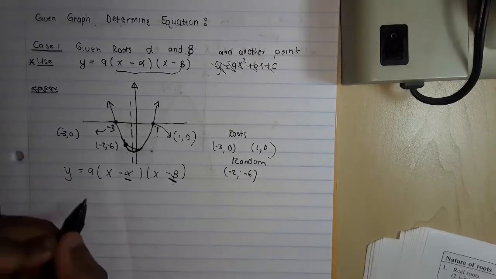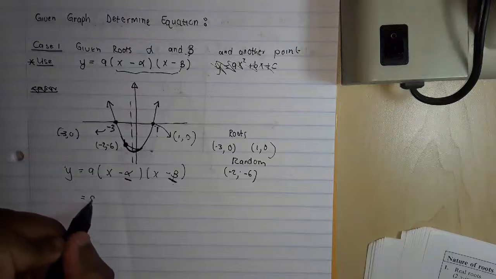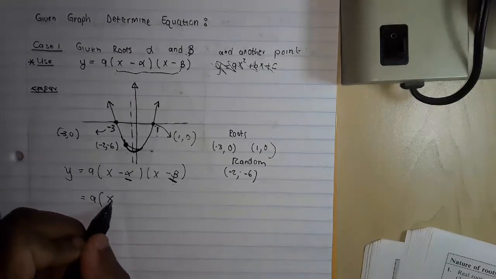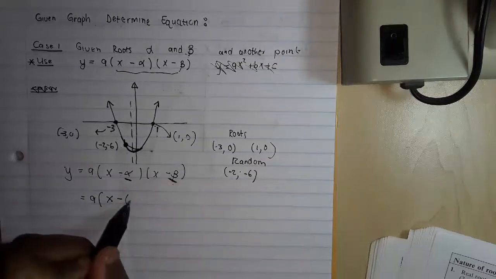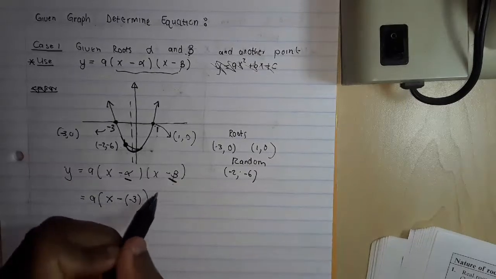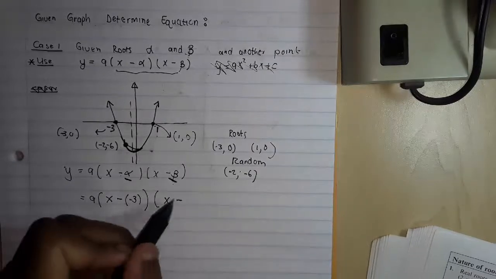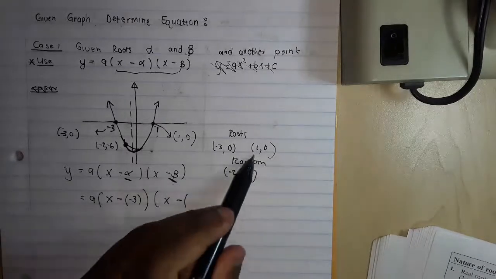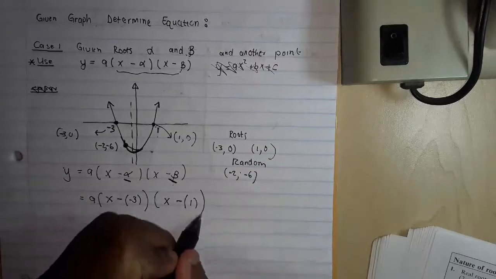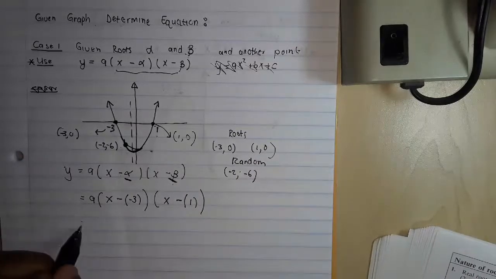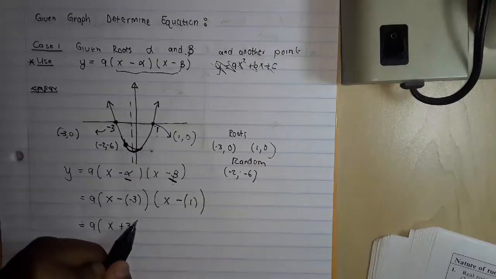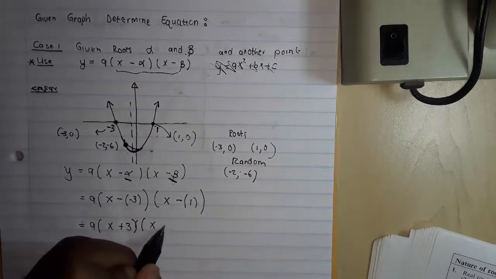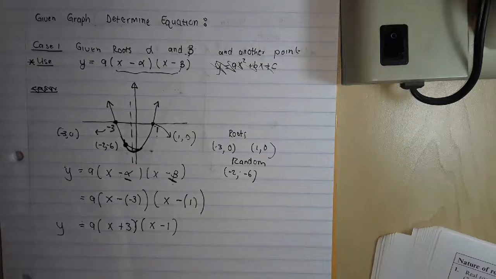So let's do this. What you need to do is you say a(x minus the first root). The root is minus 3, right? Then x minus the second root, which is 1. So this is what you do. So you have this now, a(x plus 3)(x minus 1). This is what you have. You have y equals this, right?